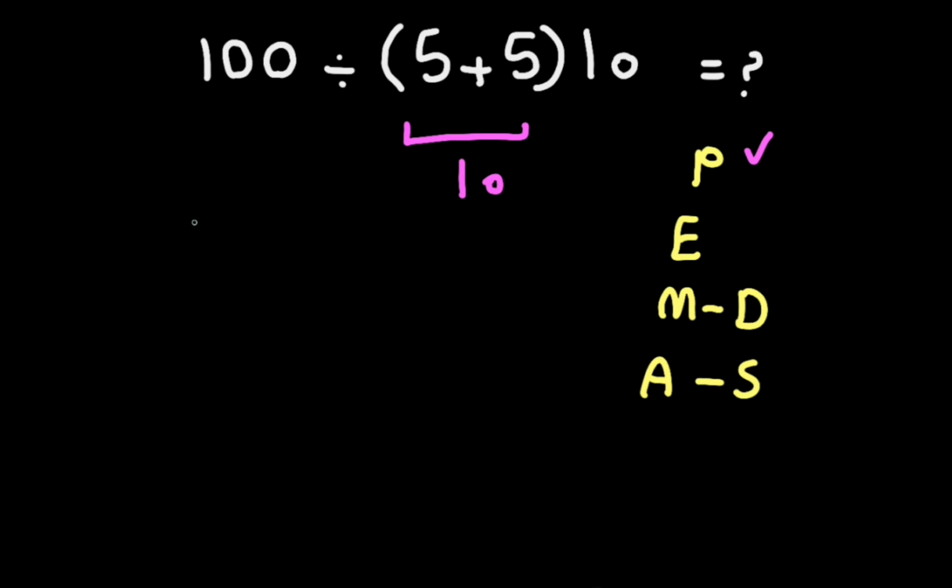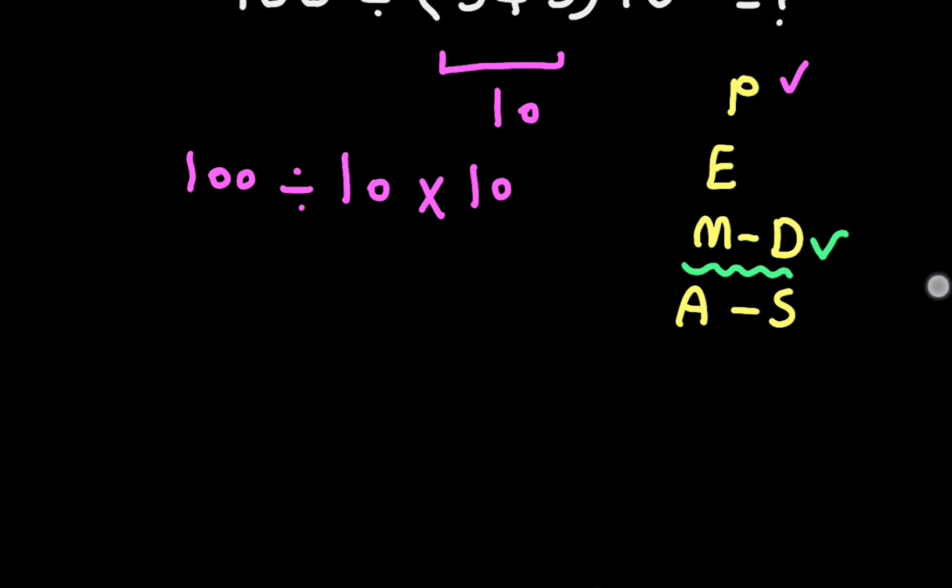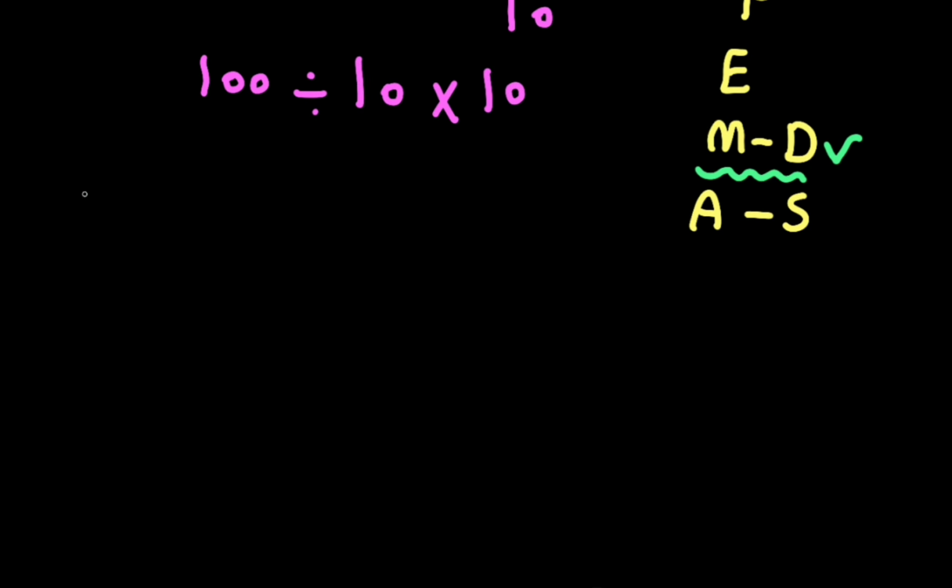Let's rewrite the expression. We have 100 divided by 10 and times 10. Now, in next step, we have one division and one multiplication. And as we know, according to the PEMDAS, multiplication and division have equal priority. So we have to work from left to right.